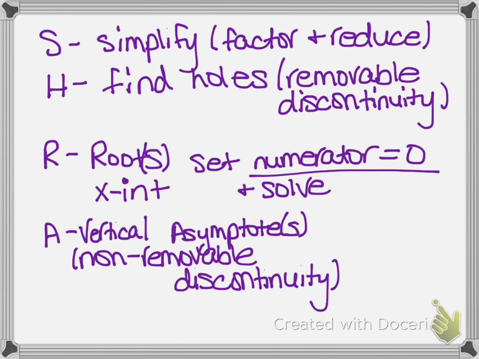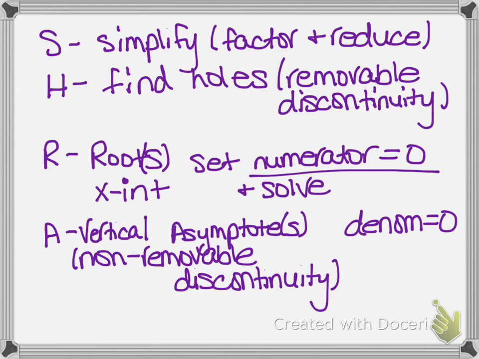Vertical asymptotes are the places in your graph where you have a very sharp break, and they occur when your denominator is equal to 0. So to locate our vertical asymptotes, we will take the denominator from our simplified equation, set it equal to 0, and solve it. And that will tell us where we have vertical asymptotes in our graph.